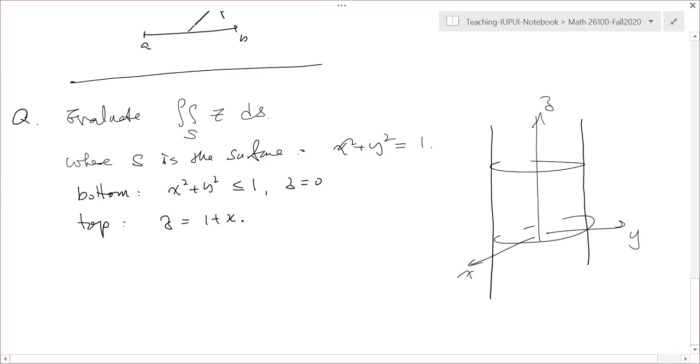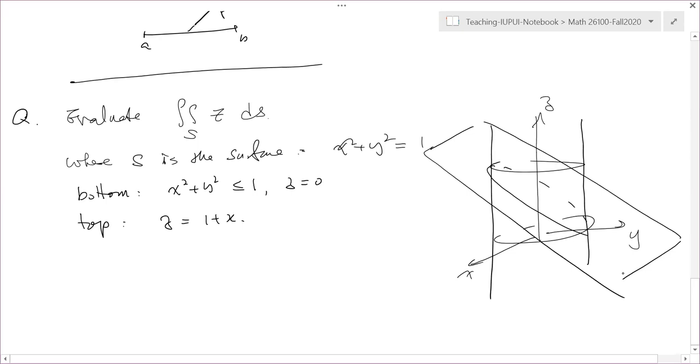It's harder to draw. It looks like that. A plane cuts through it. So I'm talking about the surface. It's a closed surface.